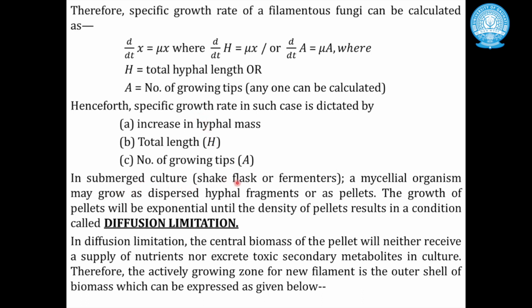In submerged culture, such as flasks or fermenters, a mycelial organism may grow as dispersed hyphal fragments or as pellets. The growth of these pellets will be exponential until the density of pellets results in a condition called diffusion limitation. So, as mentioned earlier, it is customary to allow fungi to grow on solid state conditions, because then the ramification of fungal filaments is much more profuse.